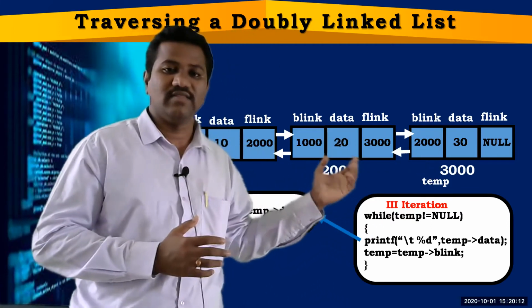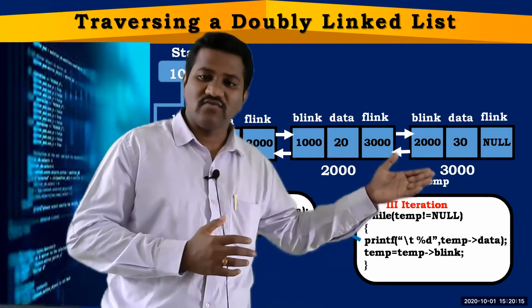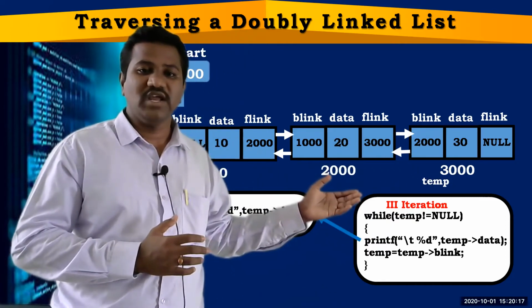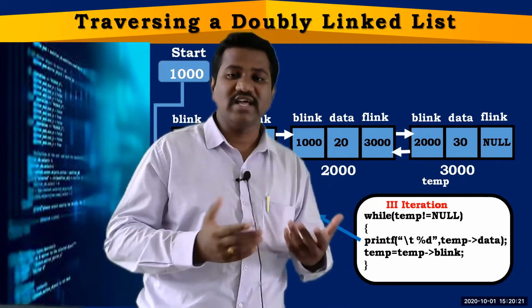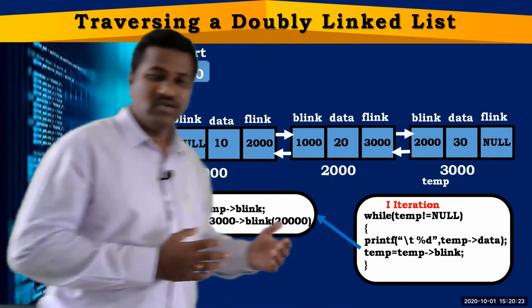I would like to print 20. That means I need to move this temp from the 3000 to the 2000 memory location. And further, the 3000 node's backward link part contains 2000. So I'm going with this instruction.